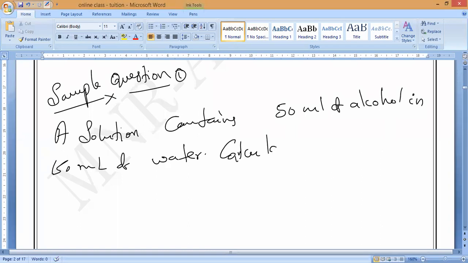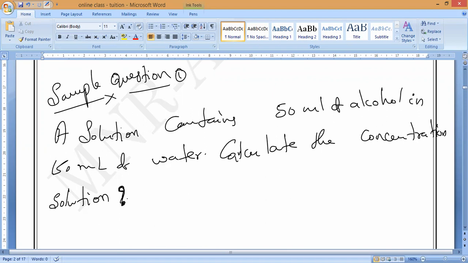Concentration of solution means what? Concentration of solute only, the amount of solute in water or some other thing. So all of you start finding. First write the given data, neatly solve it.